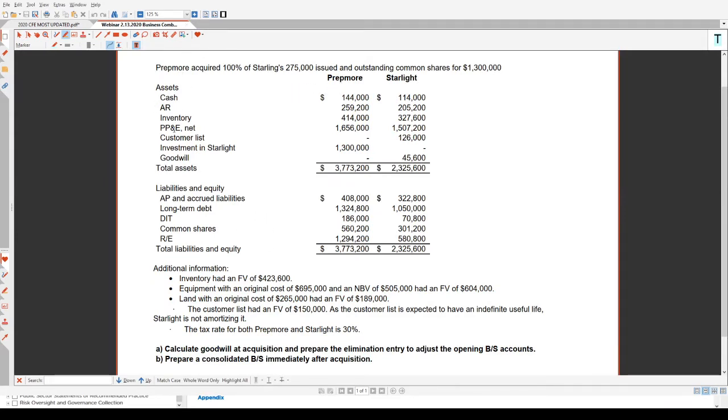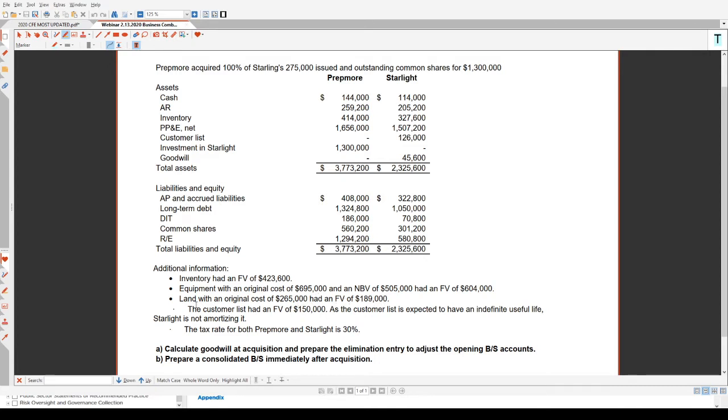Cash, AR, inventory, customer list, Starlight. You can see there's an investment in Starlight here. Inventory had a fair value of 423. Equipment with an original cost of 695 and a net book value of 505 had a fair value of 604. The land with an original cost of 265 had a fair value of 189.